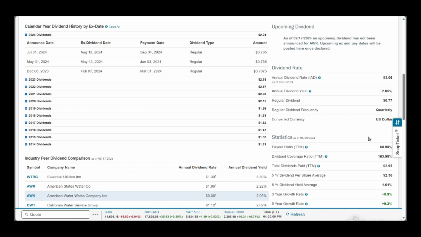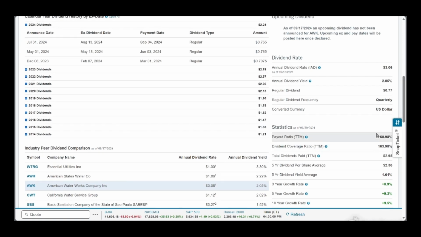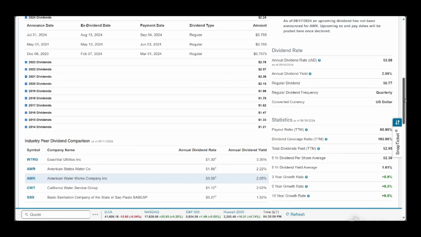So a payout ratio of 40 to 60% is normally stable, but then again, look at the dividend coverage ratio and look at the industry. If it's the REIT industry, then they might have higher payout ratios because those companies have to pay out at least 90% of their income as dividends.